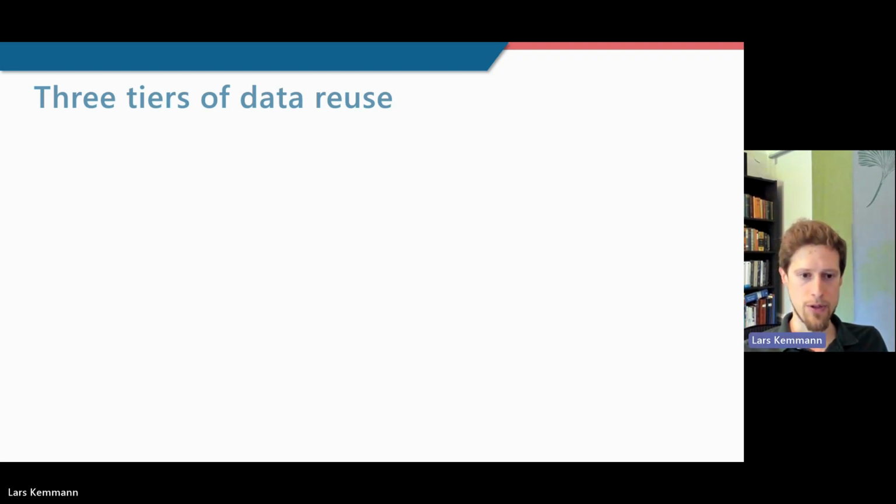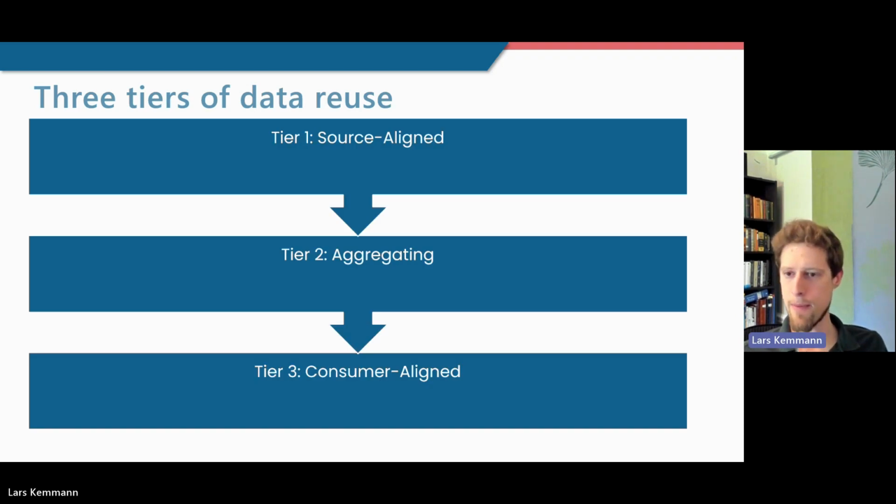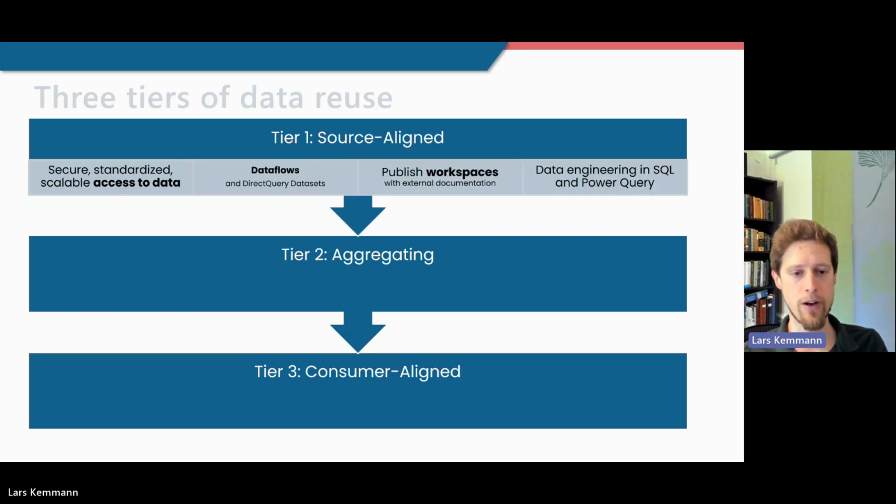The first step is to talk about those 3 tiers and map them to what we can actually build in Power BI. So we've got our source aligned tier, we've got our aggregating tier, and then we've got our consumer aligned tier. The first one, the source aligned tier, this is where you're going to be building data flows, and in some cases, direct query data sets.